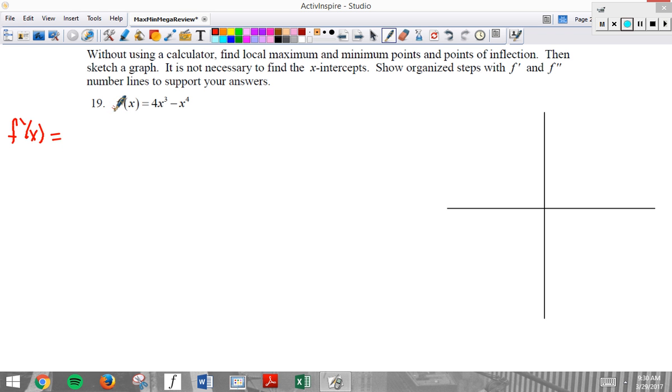So f prime of x, 12x squared minus 4x cubed. Again, you want to factor these things. 4x squared, 3 minus x. So my critical numbers, x equals 0, and x equals 3.